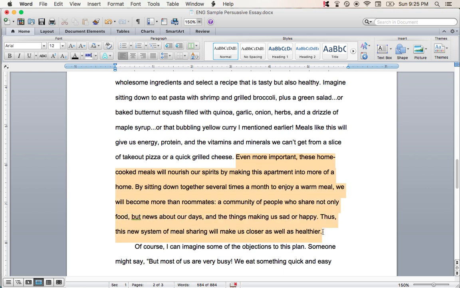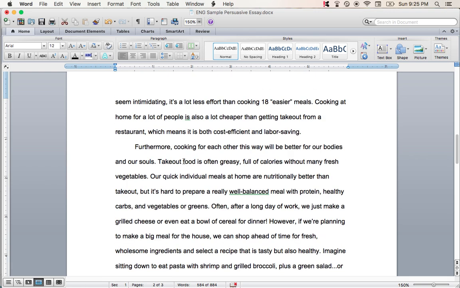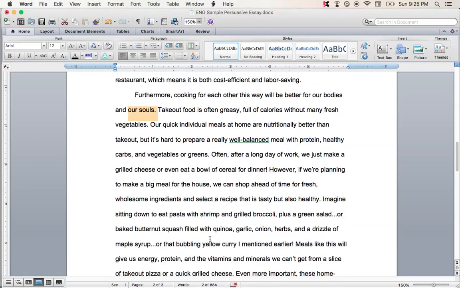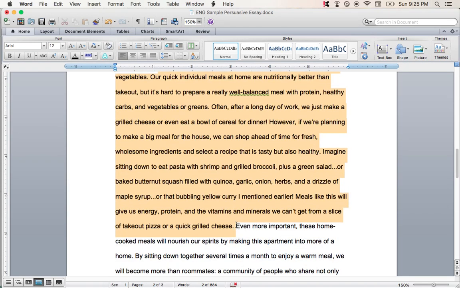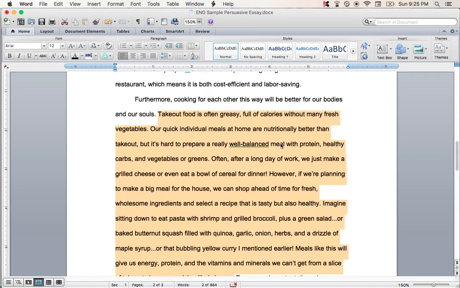So this part of the paragraph is supporting this part of the topic sentence. Cooking for each other this way will be better for our souls, right? And then this part of the paragraph was supporting the first part of the topic sentence. Cooking for each other this way will be better for our bodies.